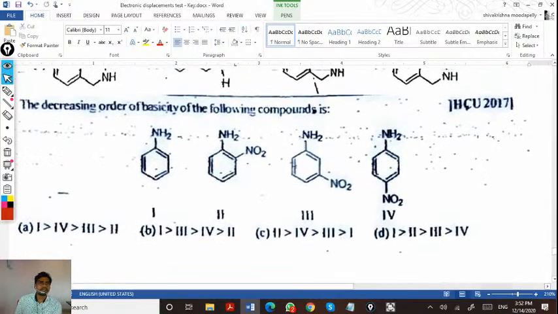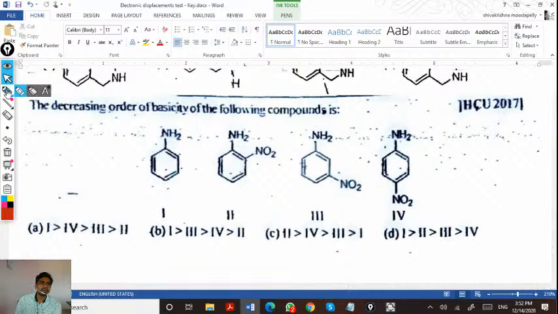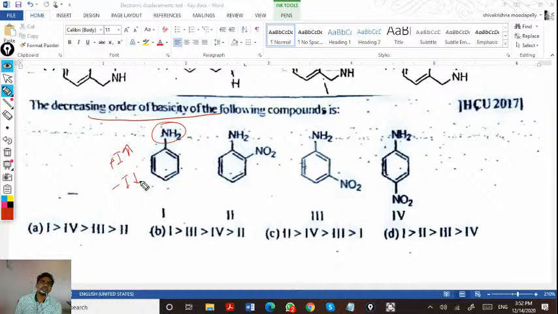The last one, from the HCU previous questions. Decreasing order of basicity. The basicity of anilines with plus I groups increases and with minus I groups decreases. So these all are with minus I groups. So the highest basic will be 1.